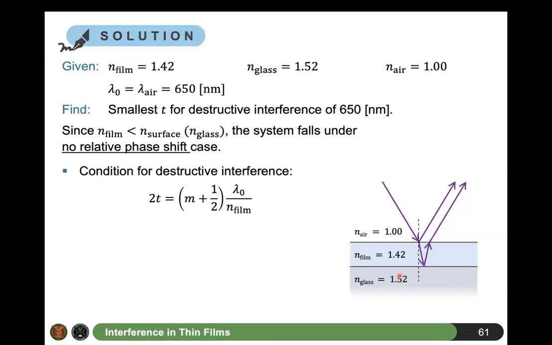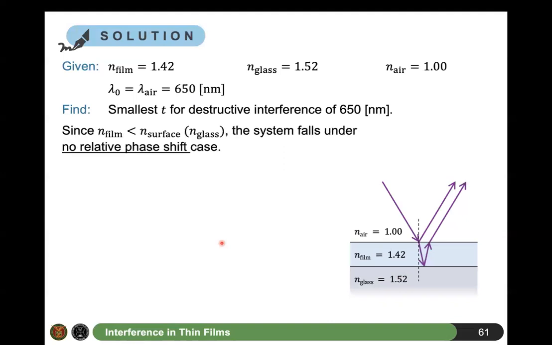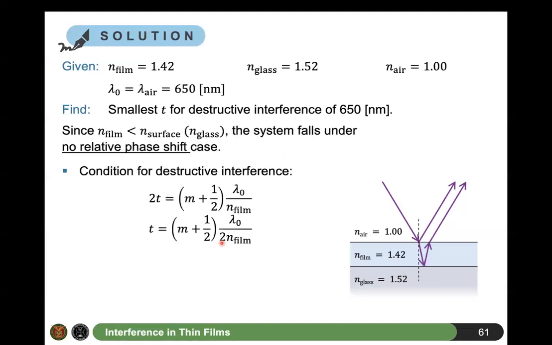Okay? So, plug in our 650 nanometers or N film 1.42. Meron tayong this equation. We now have this equation. And yung thinnest or smallest t is always at m equals 0. So when m equals 0, we have this minimum thickness.